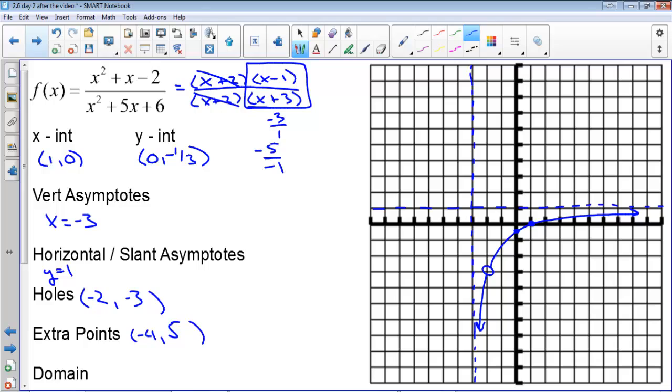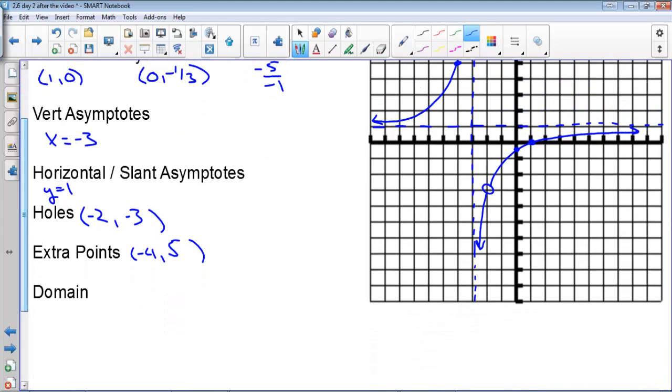-4, 5. 1, 2, 3, 4, 5. Yep, right here. Now, we really don't need a whole bunch of points to know what it looks like, because we're just doing these kind of in general anyway. So once you get that point on the left side, just draw that smooth curve to the asymptotes. I'll bet if you graphed it, it'd be very similar on a calculator.